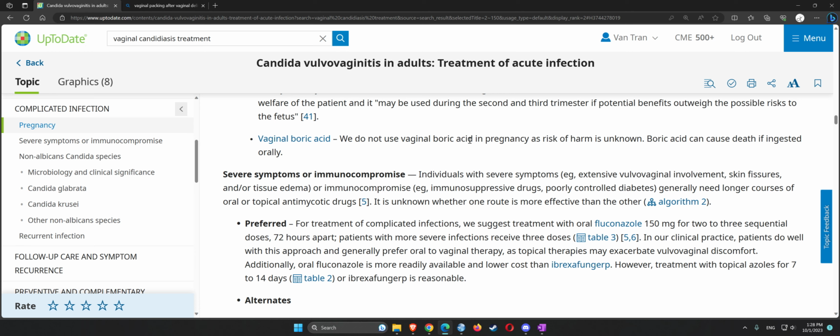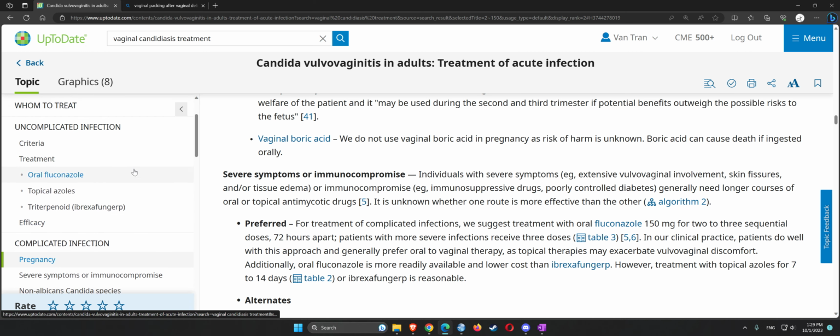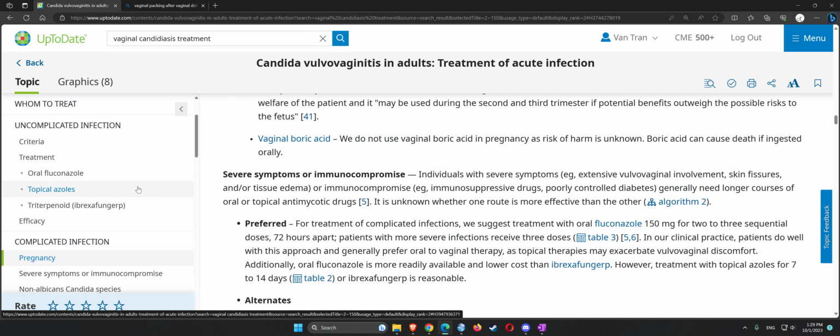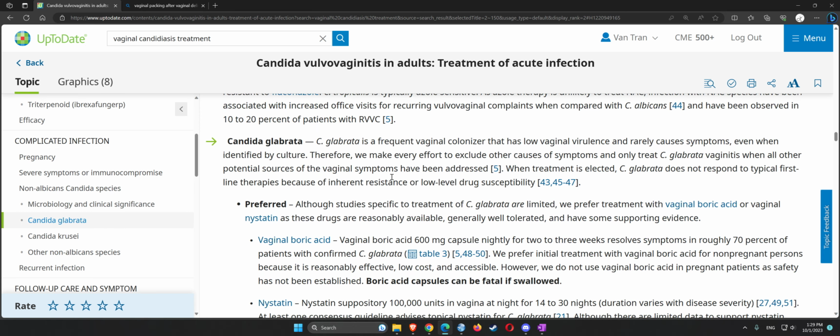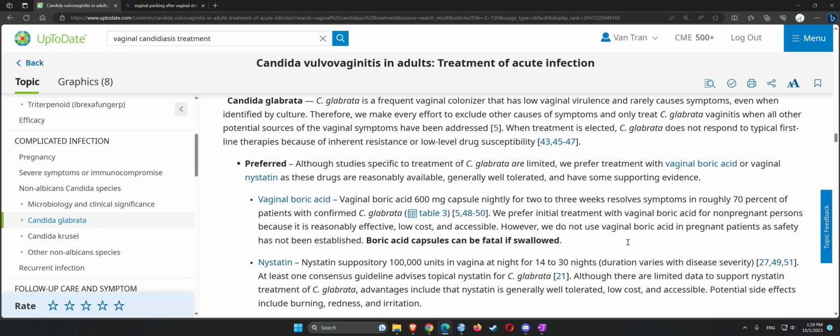I think for boric acid, it's 600 milligrams intravaginally, QHS. And for how long? I believe 4 to 6 weeks or possibly longer, like 3 to 6 months. I need to look up the duration, but you can use it with recurrent BV or recurrent candida. I think for non-albicans, it's 14 days. And for recurrent, you're right, it's like 3 to 6 months. I don't remember what the dosage is either. You can use it as a first-line treatment because it works as well as azoles, which means it doesn't really work at all.